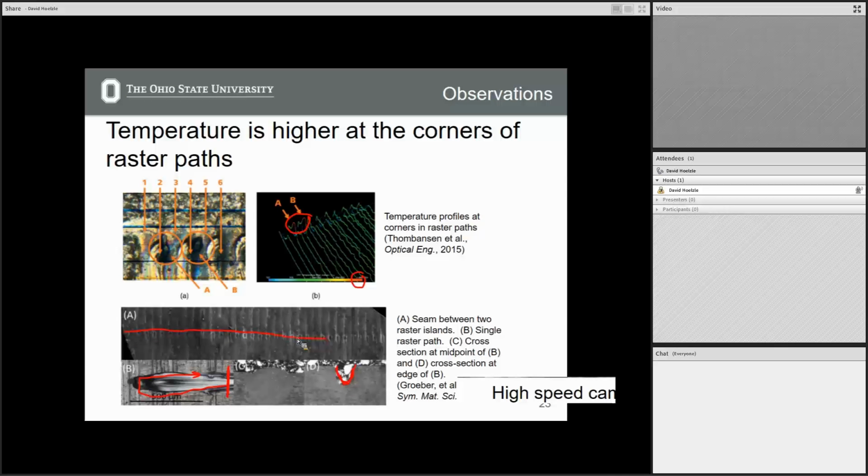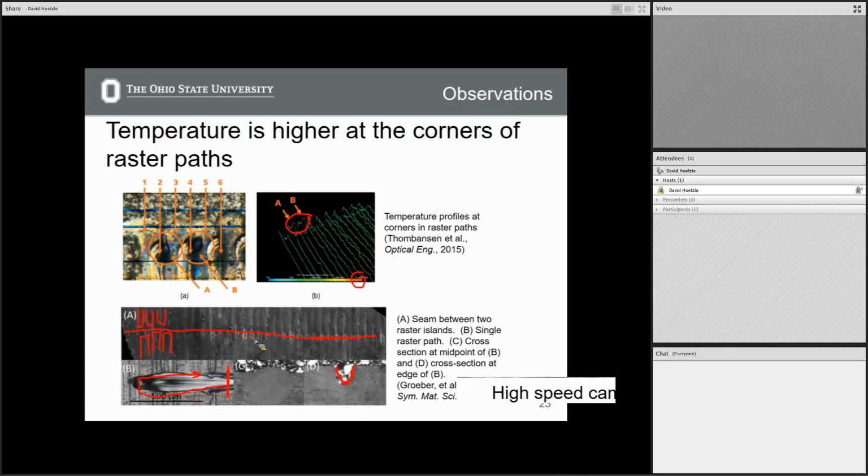This is a seam between two different raster paths, so you had a raster path going here on this side, and a raster path going here on this side, and this is where they intersect. And then you notice these little dimples all along the way. Okay. And so if you're trying to make a part with no porosity, that's a problem, right? So this is actually a pretty active research topic right now.